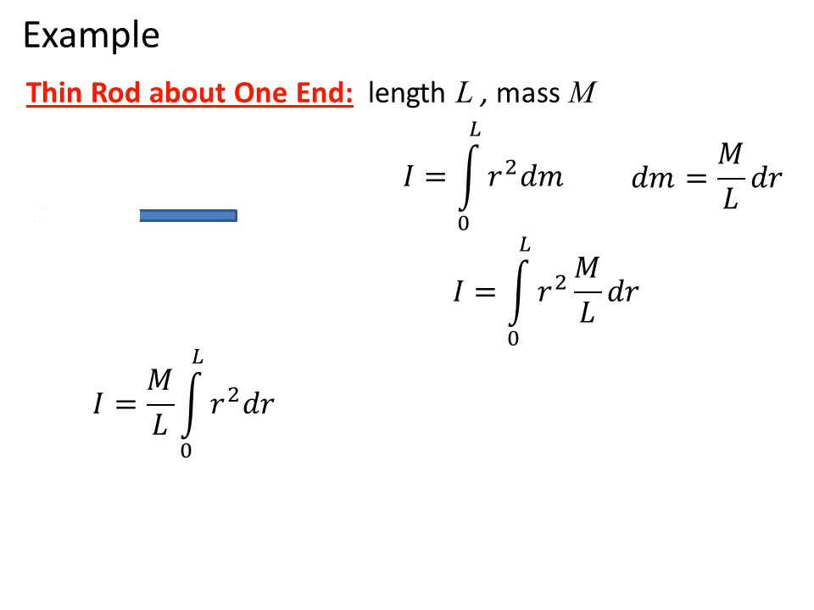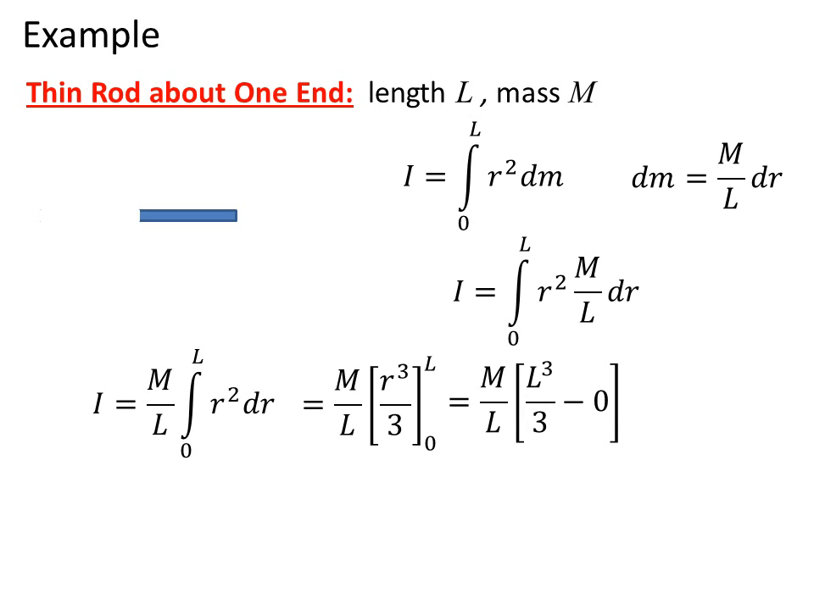That integral is relatively easy to do, and the integral of r squared is just r cubed over 3, so we put that in. Then if we evaluate at the upper limit of L and the lower limit of 0, we have M over L times the quantity of L cubed over 3 minus 0. Solving that, it's just the mass times the length squared divided by 3.